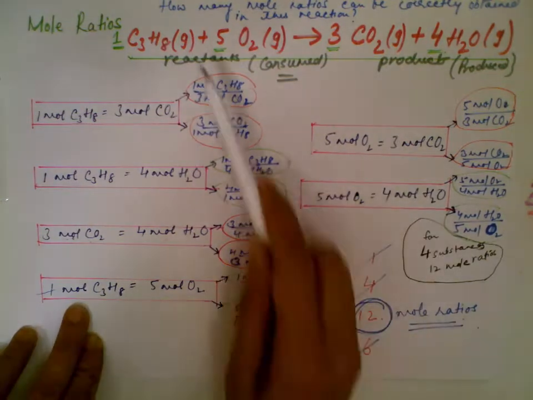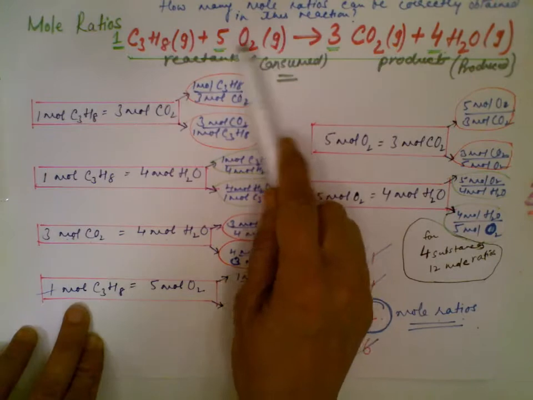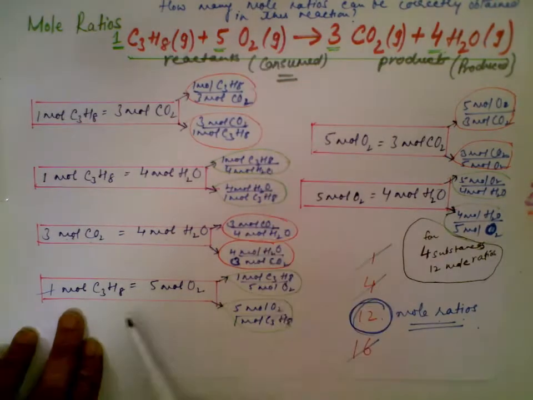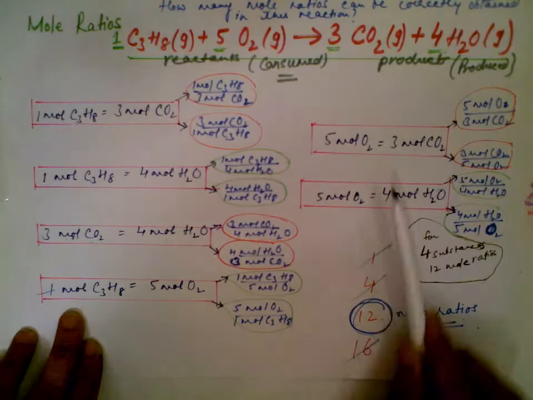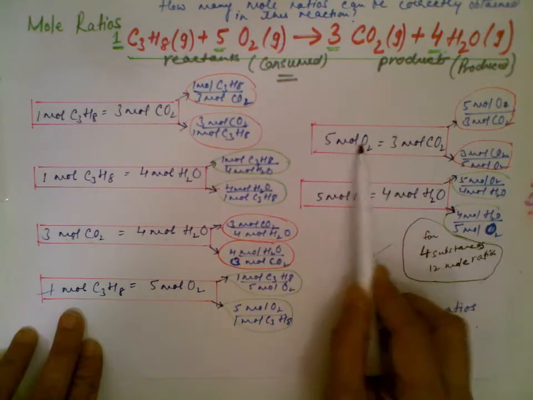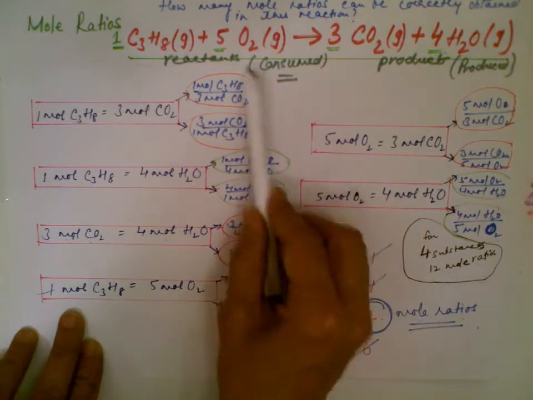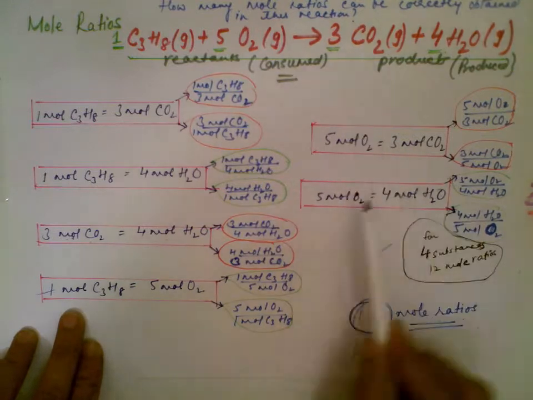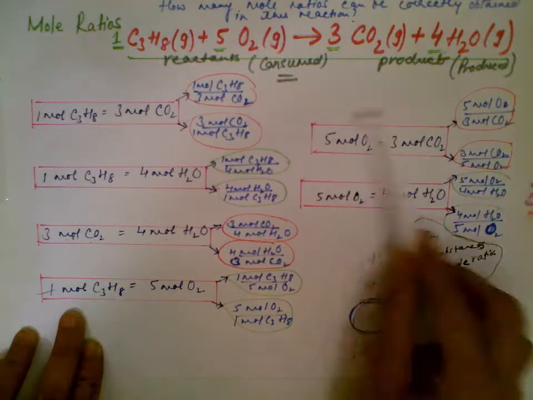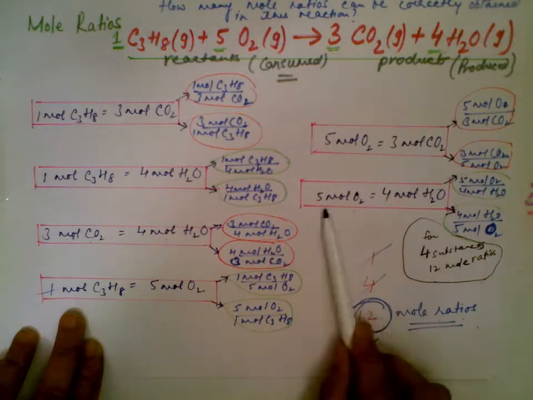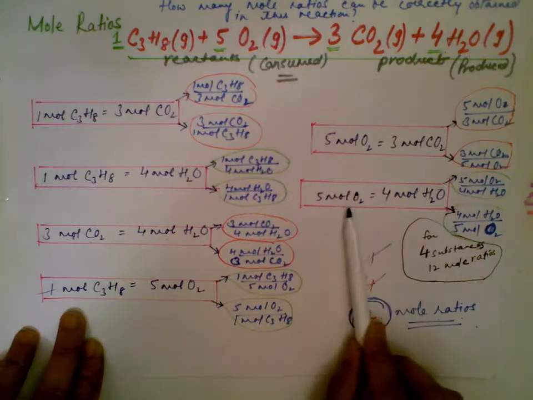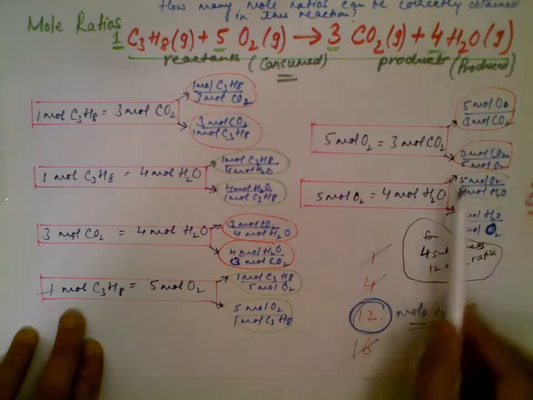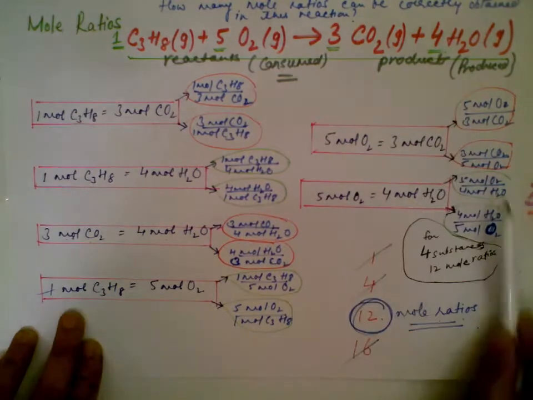When it is consumed, at the same time 5 moles of oxygen are consumed. Here again 2 fractions. Here is the next one. For 5 moles of oxygen consumed, because it's on the reactant side, 3 moles of carbon dioxide are produced. So here again 2 conversion factors. For 5 moles of oxygen consumed, we have 4 moles of water molecules produced. So again 2 conversion factors.